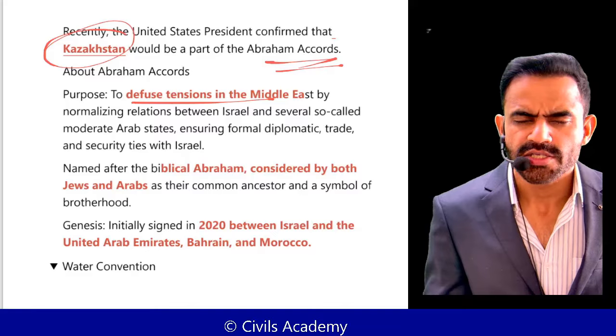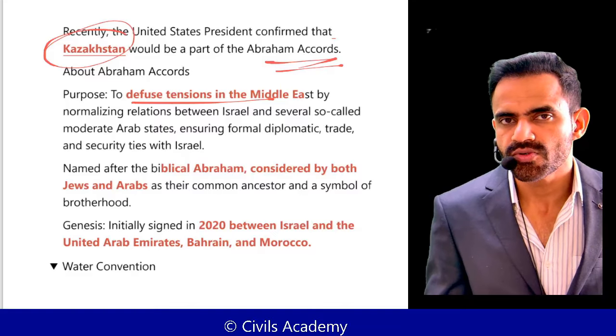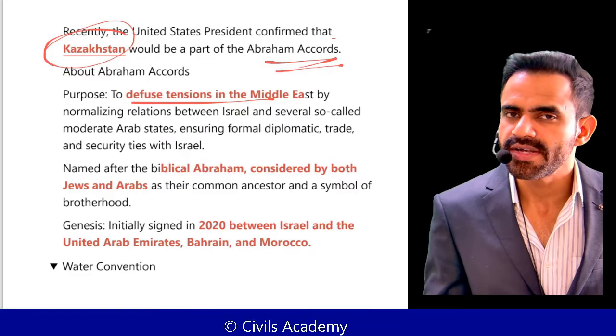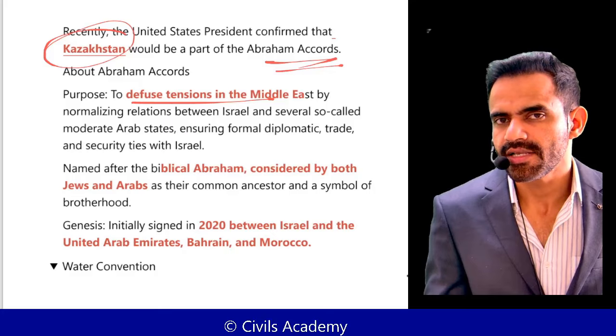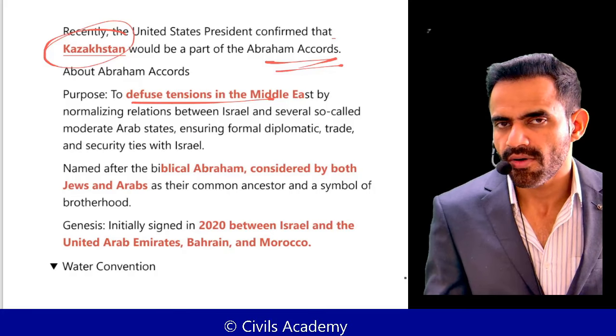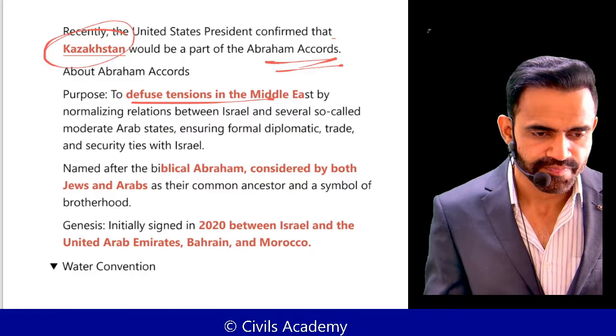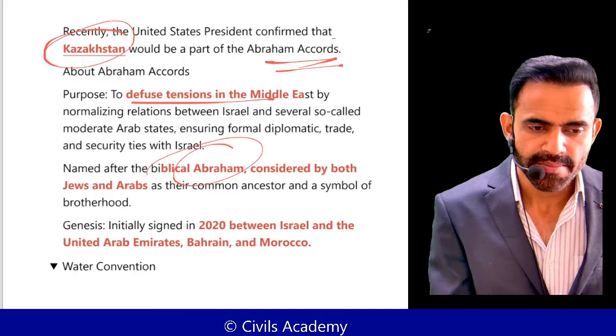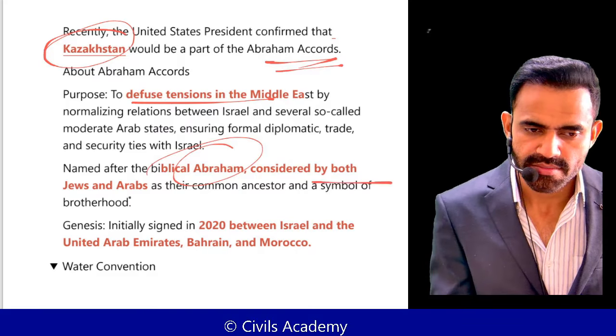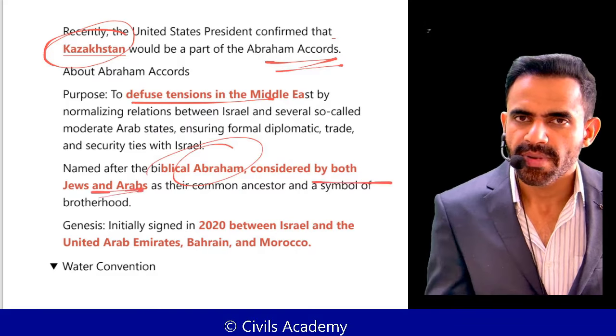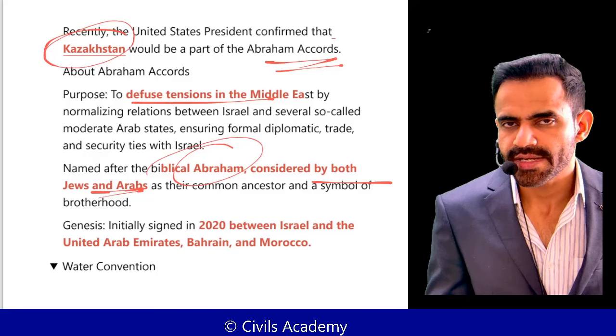Okay, so various Muslim countries used to support the cause of Palestine, and that's why there was hostility between Israel and these Muslim countries. Now, USA is trying to normalize the ties. Okay. Why the name Abraham? Because he is considered revered by both Jews and Arabs. Okay.